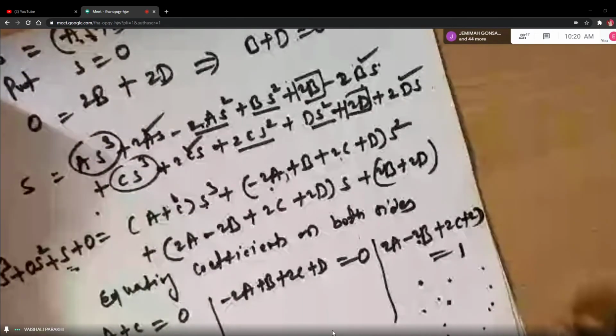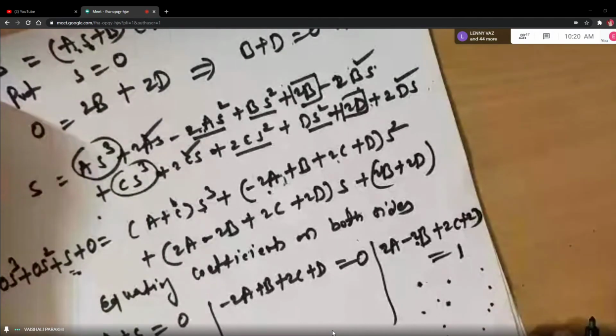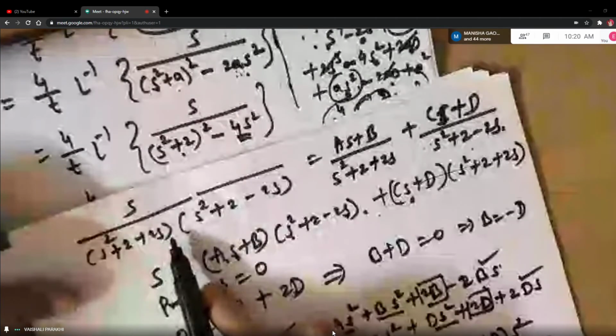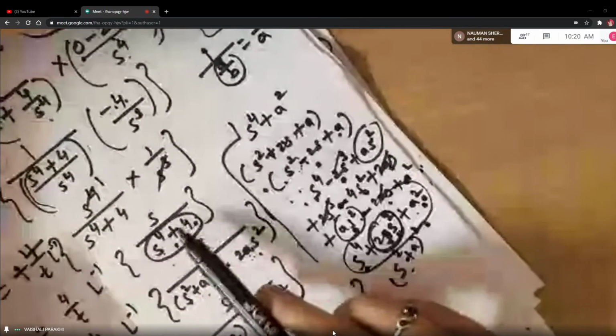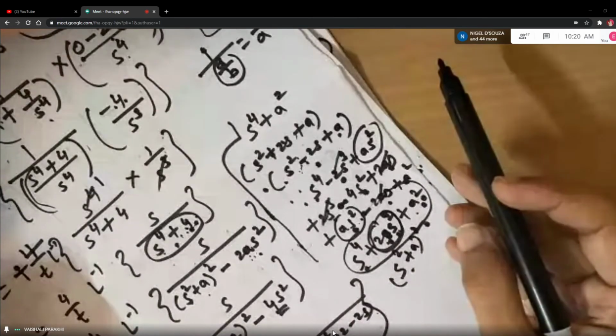Ma'am, instead of this, can't we just, like in the previous step, multiply S in the numerator and the denominator? The step after minus 1 upon... no, much before, minus 1 upon L inverse of minus 4S upon S raised to 4 plus 4. Yeah, that one. Can't we just multiply S in the numerator and denominator?